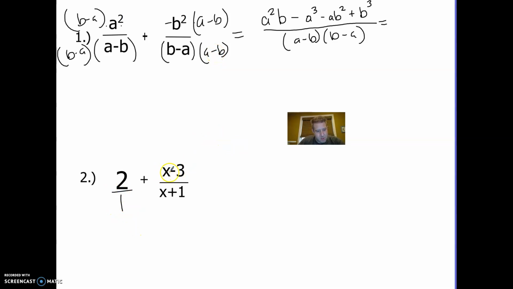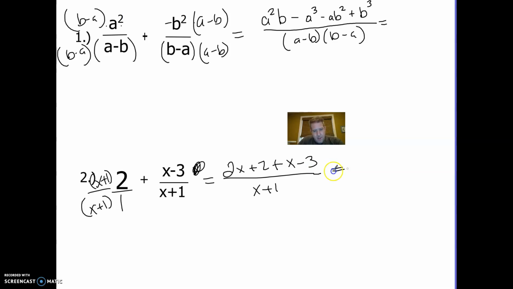Just moving forward, so we have, I'm going to put this over 1. Notice that the common denominator is going to be x plus 1. Don't need to do anything over here. Multiply both of these by x plus 1. Anything over itself is the same thing. So 2 times x plus 1 is going to give me 2x plus 2 over x plus 1. And then over here, so we're going to add that to x minus 3. That can be simplified. 2x plus another x makes 3x, and 2 minus 3 makes negative 1. And there you go.